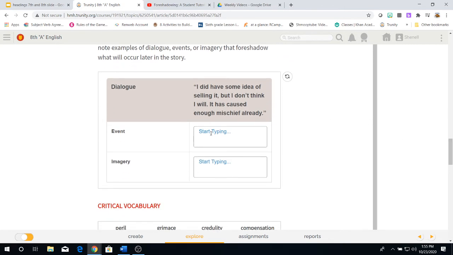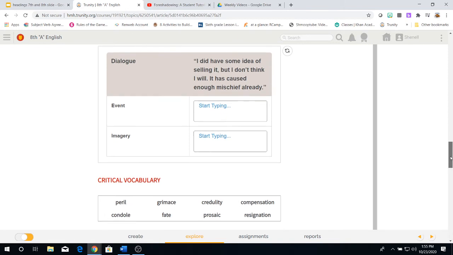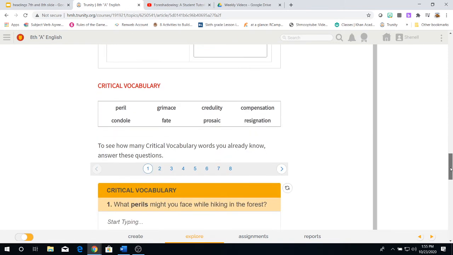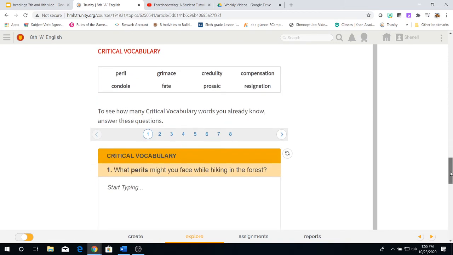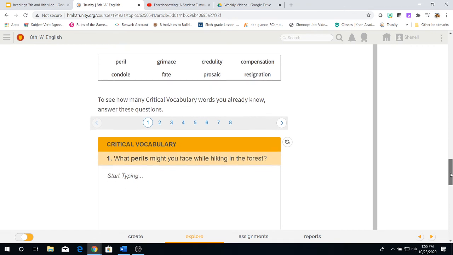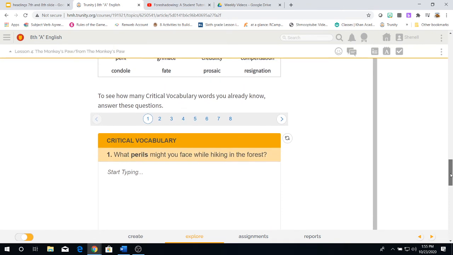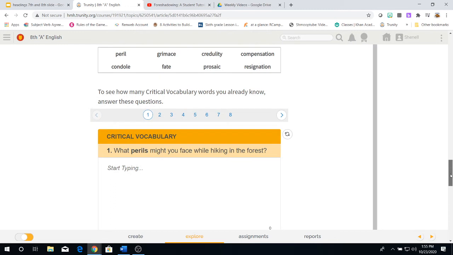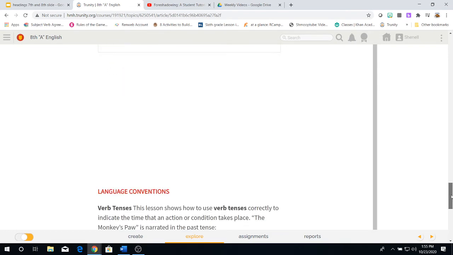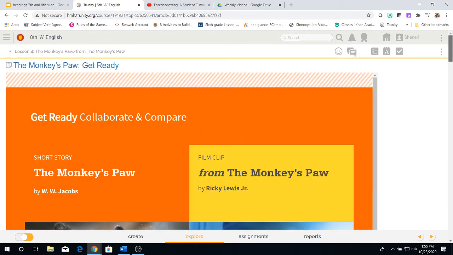They give you a short dialogue. They want you to tell what the event is and what imagery is being used, as in which of the 5 senses are used during this dialogue. After that, I'd like you guys to work on your critical vocabulary. You know how it works. You choose one of the words to complete the sentence, or in this case, we're using the vocabulary words in sentences, and you have to give an answer that reflects on the meaning of that sentence.